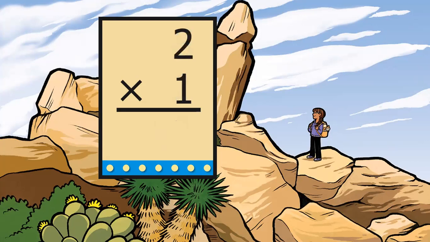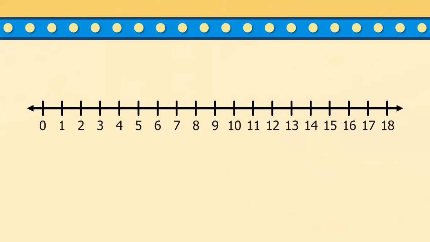All right, try again. 2 times 1 is 2. 2 times 3, 6. 2 times 4, 8. 2 times 5, 10. Good job.